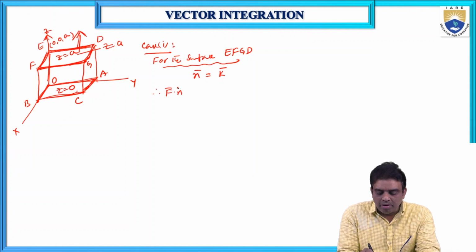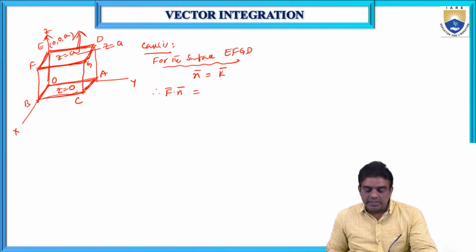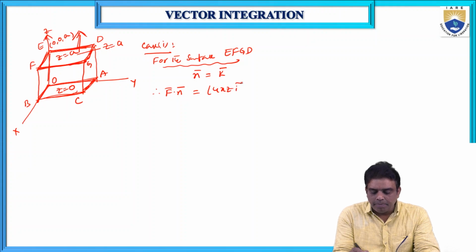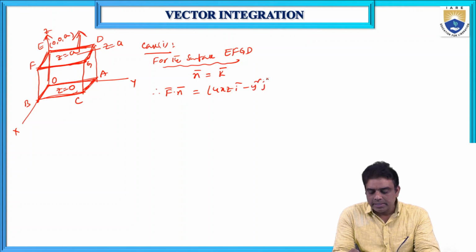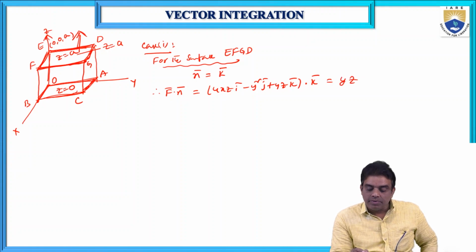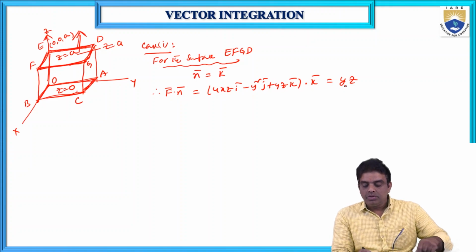Therefore, what is f bar dot n cap? With n cap equal to k bar, f bar is 4xz i bar minus y square j bar plus yz k bar, and we take the dot product with k bar. So i bar dot k bar is 0, j bar dot k bar is 0, and only k bar dot k bar is 1. So f bar dot n cap is equal to yz.